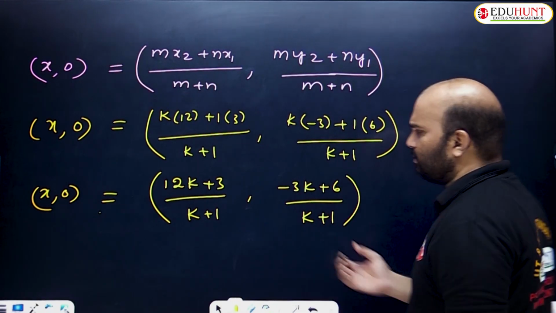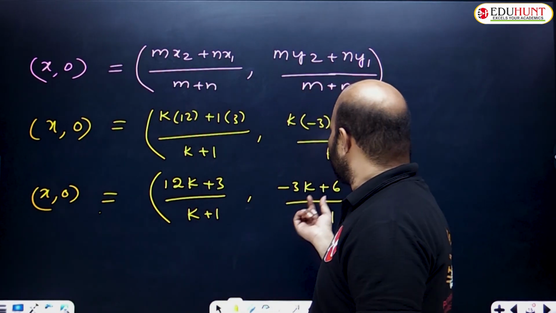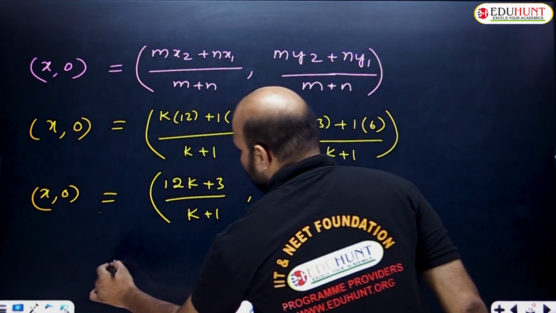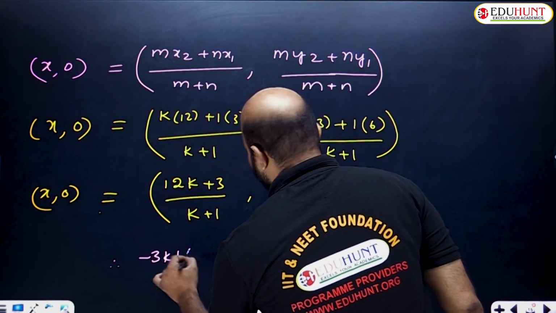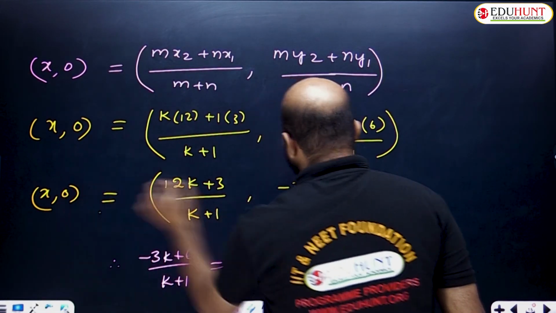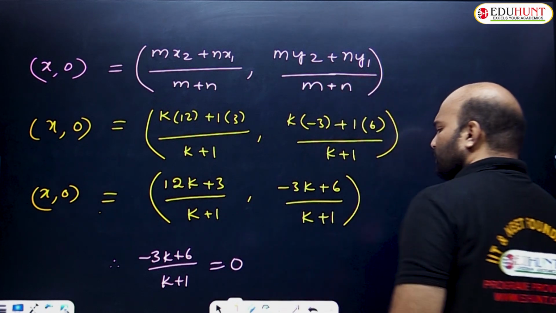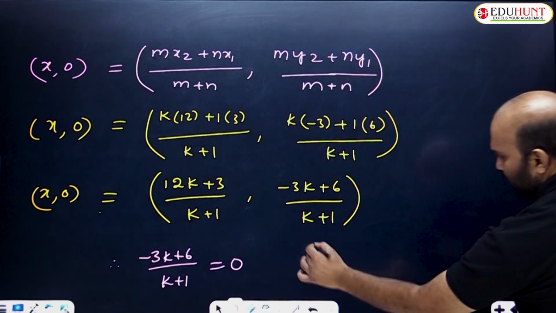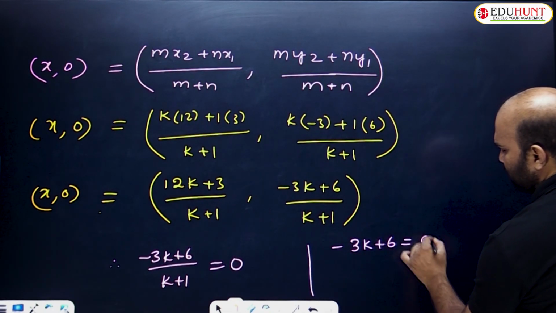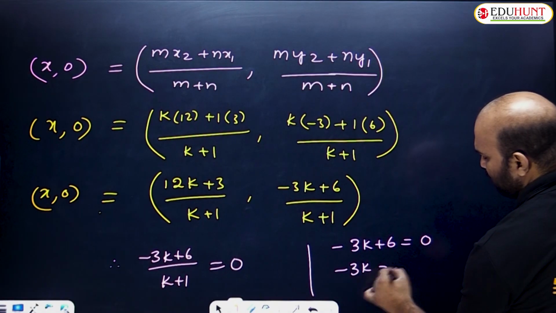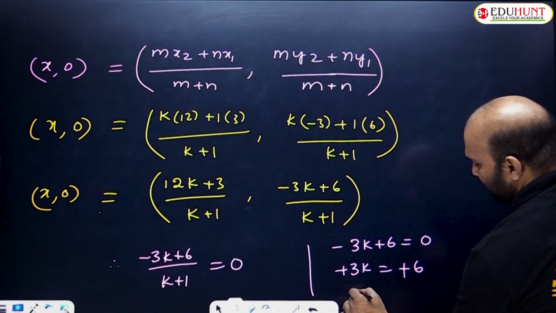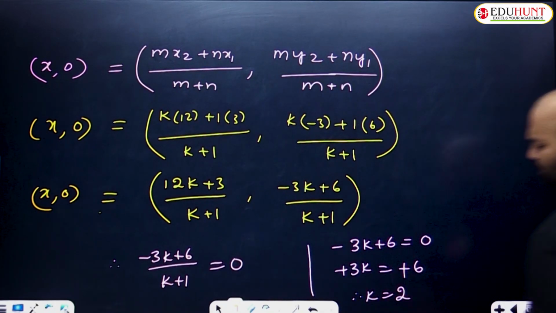Comparing the terms, for the y coordinate, y equals 0. Therefore minus 3k plus 6 by k plus 1 equals 0. According to cross multiplication, minus 3k plus 6 equals 0 into k plus 1, which is 0. So minus 3k equals minus 6, the minuses cancel, k equals 6 by 3, nothing but 2. So what I am getting is k value 2.